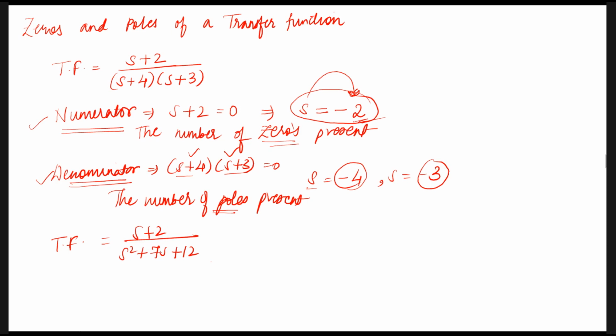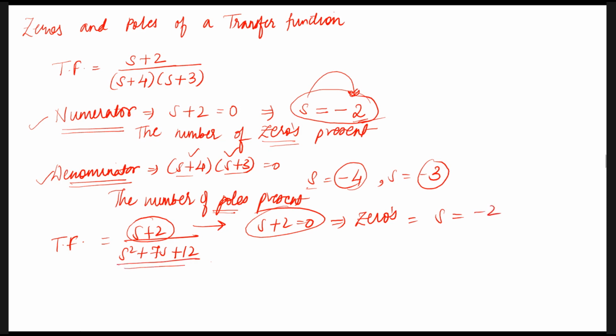How do we do it? So, here simply we have s plus 2 terms. So, we can say that s plus 2 is equal to 0 just like before, and we can say that there is one zero. And what is the value of that zero? s is equal to minus 2. But in case of the denominator, we will have to simplify it. So, this goes to be s square plus 7s plus 12 is equal to 0.